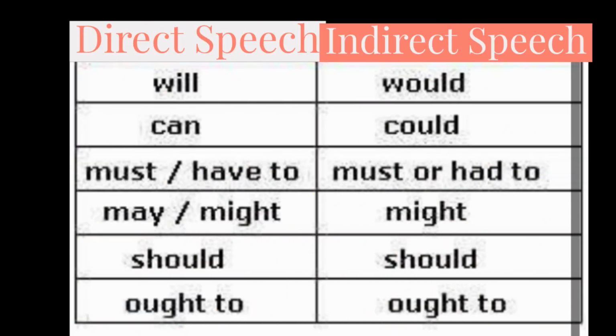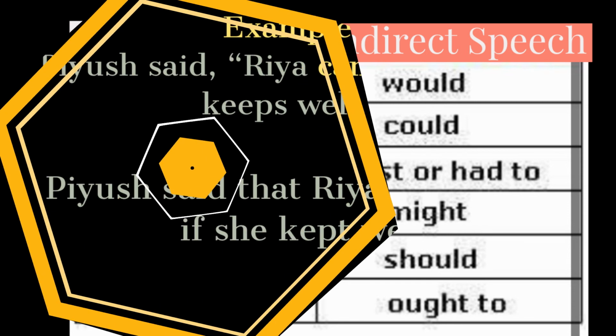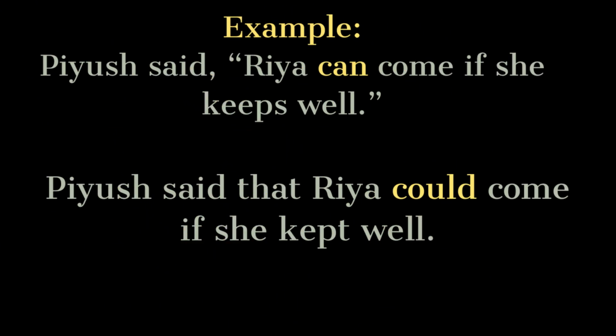Other changes in tenses: will becomes would, can becomes could, must or have to will change into must or had to, may, might will remain might, should remains should and ought to. For example, Piyush said, "Riya can come if she keeps well." Piyush said that Riya could come if she kept well. Other changes will be done, but here can will become could.